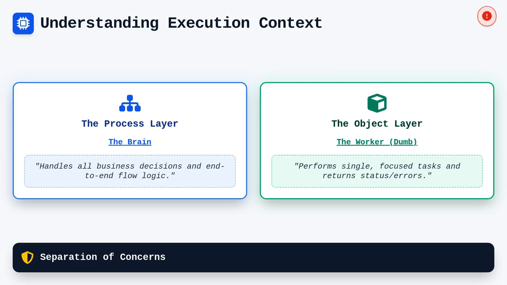Instead, let your business objects remain dumb regarding the end-to-end process requirements. They should perform their single, focused task and return status or error information back to the calling process. By maintaining this clean interface, you ensure that your business objects remain as generic and reusable as possible, which is the hallmark of a senior-level RPA developer.